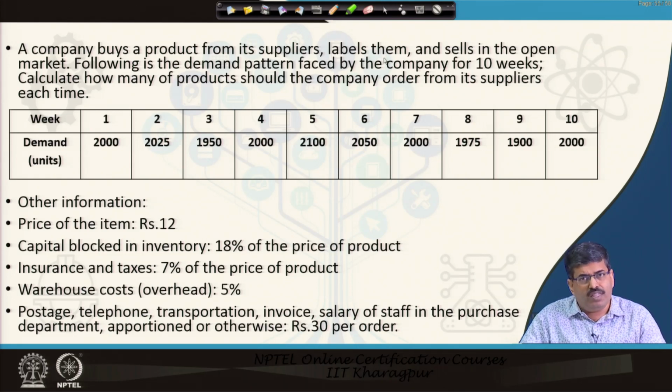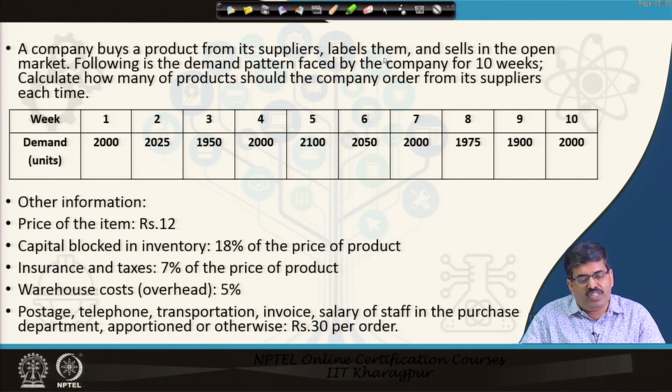Same thing. In the previous problem we said my demand pattern is 300 per day. So, what is the demand in 1 week? 300 into 7, 2100. Here instead of that we have given the week-wise demand, just add them up. So, these are the demands. The question is how many products should the company order from its supplier each time? In the previous model, the ordering was 450. Now, here we have to calculate how much you should order.